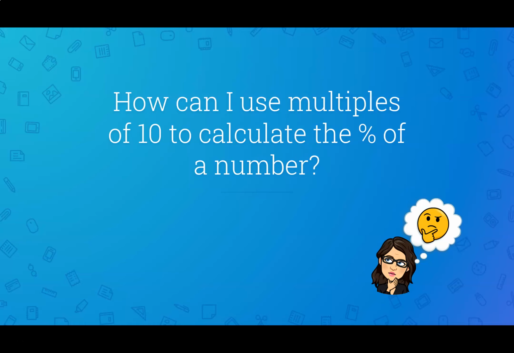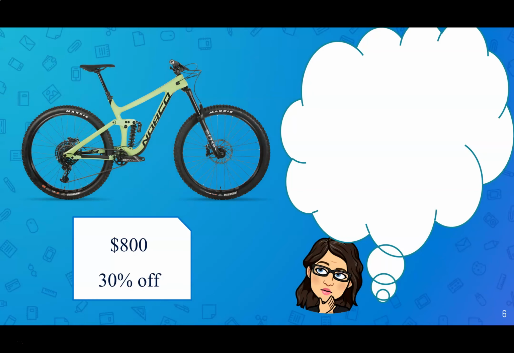Here's a mathematical way to think about it. How can I use multiples of 10 to calculate the percent of the number? Now, most of us don't have those words going through our mind, but we are very curious how much an item will cost us. So here is my perfect mountain bike, but the price tag is $800. I don't have $800 to spend, so it's very good news for me that it is 30% off.